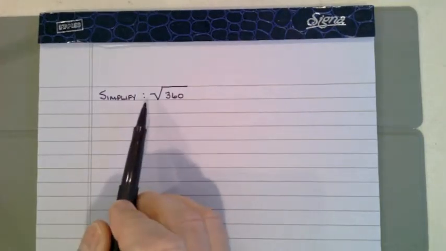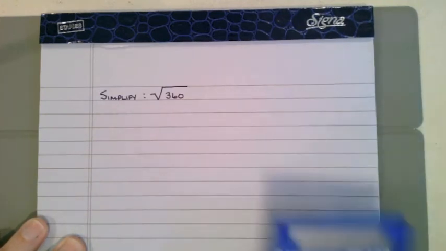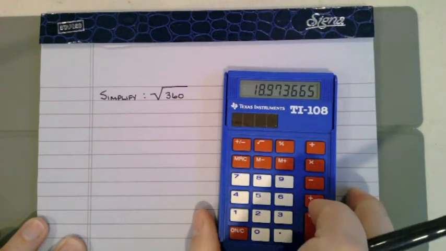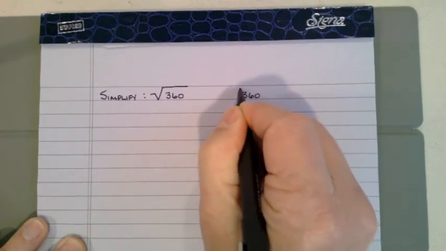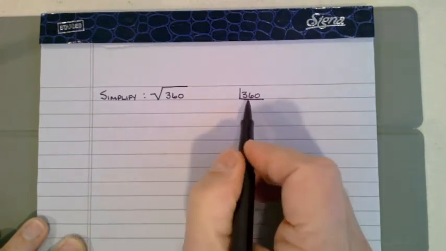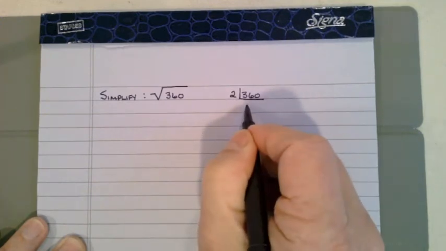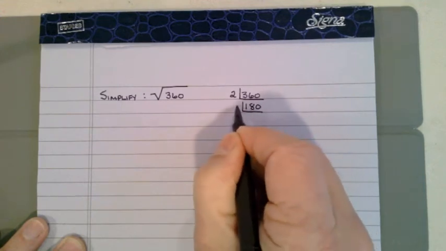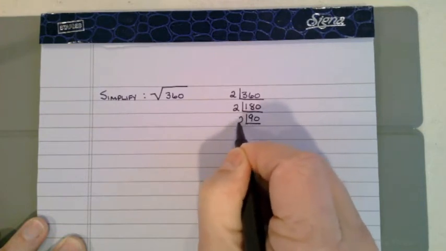We're going to simplify the square root of 360. So the first thing I need to do is check and see if 360 has a square root. I type 360 and hit the square root button. I got a decimal, so it does not have a whole number as a square root. That tells me I need to use upside down division to simplify this. Always pick the smallest prime number. 2 will go into 360 180 times. I continue to use 2 until I cannot use 2 anymore. Use 2 again.